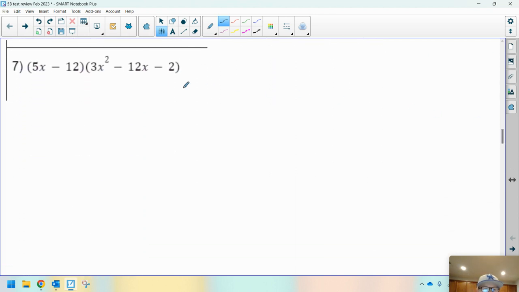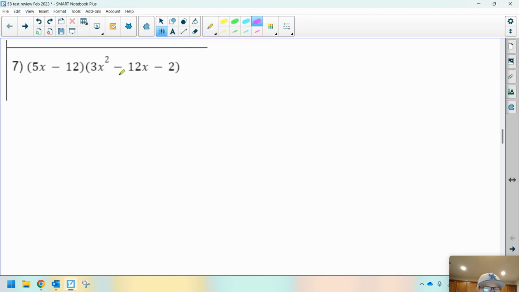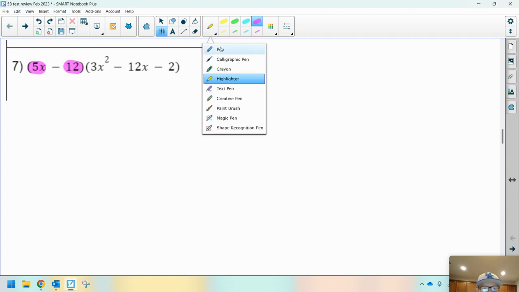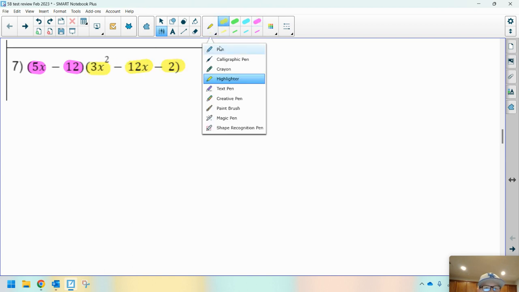Number 7. We are going to distribute. This looks like it's going to be a lot of work. It's not that bad. You just have to take your time. Can't think of the FOIL when we do this one. The FOIL is only when there's two terms in one parentheses and two terms in another. But we have two terms and three terms. So this one we're going to do straight up distribution this time.